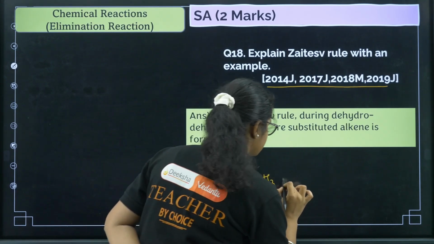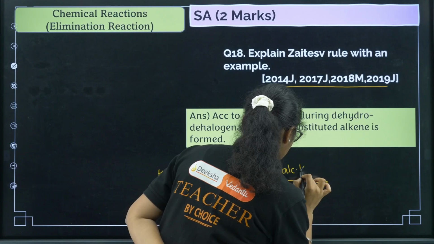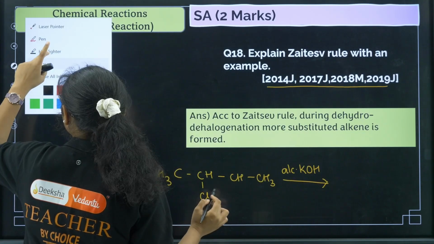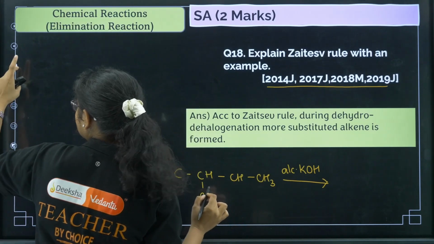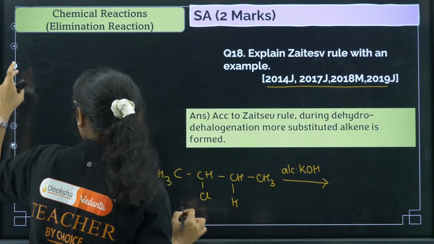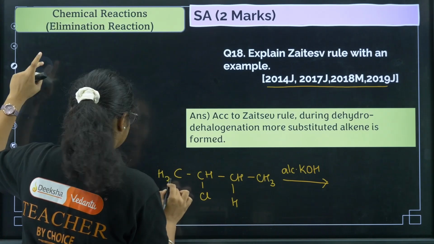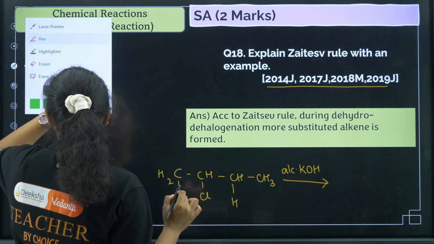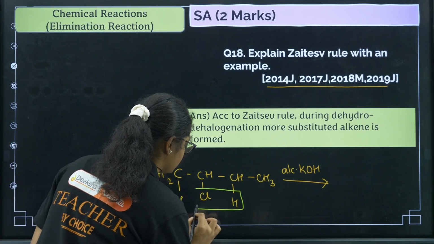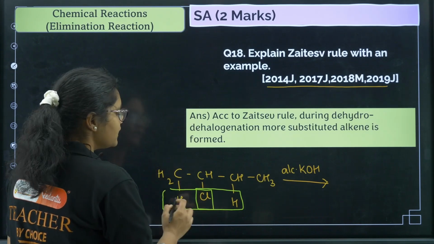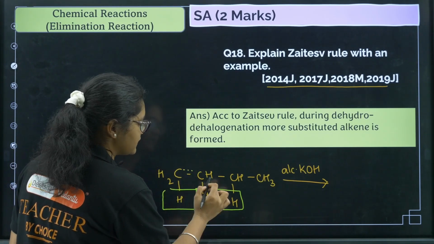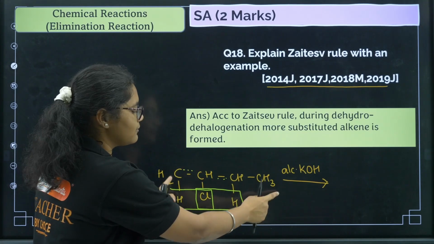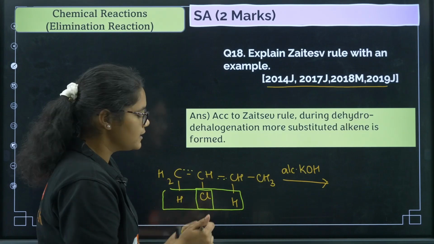And for dehydrohalogenation, what is the reagent required? Alcoholic KOH. Now I can draw this one like this to explain. Here I will take an H, here one H, and here one H. In dehydrohalogenation, either this HCl can be lost or this HCl can be lost. If this HCl is lost, we'll get an alkene here. If this HCl is lost, we'll get an alkene here. The more substituted alkene is this one, because we have more carbons beside the double bond, so we can get two products.